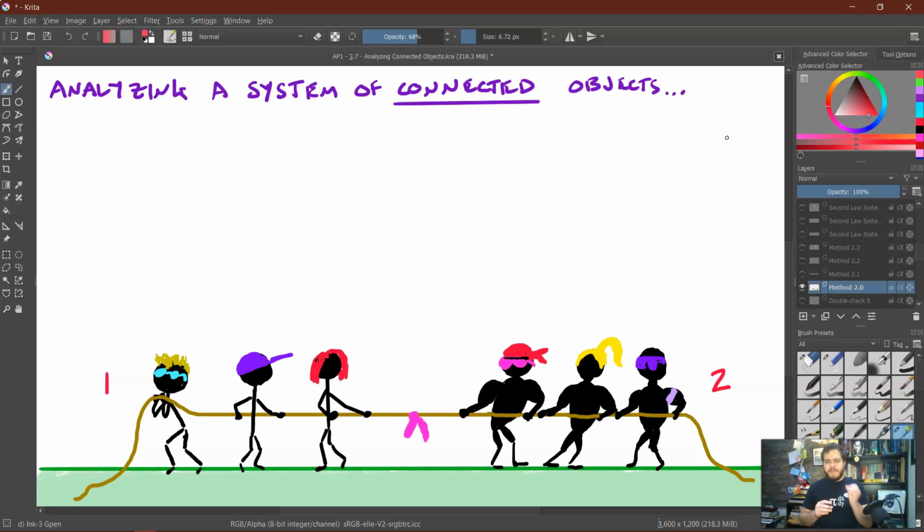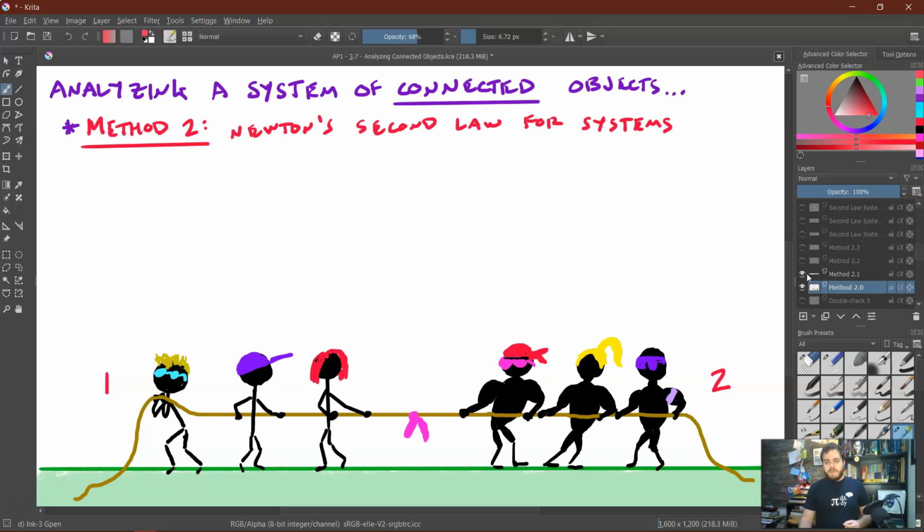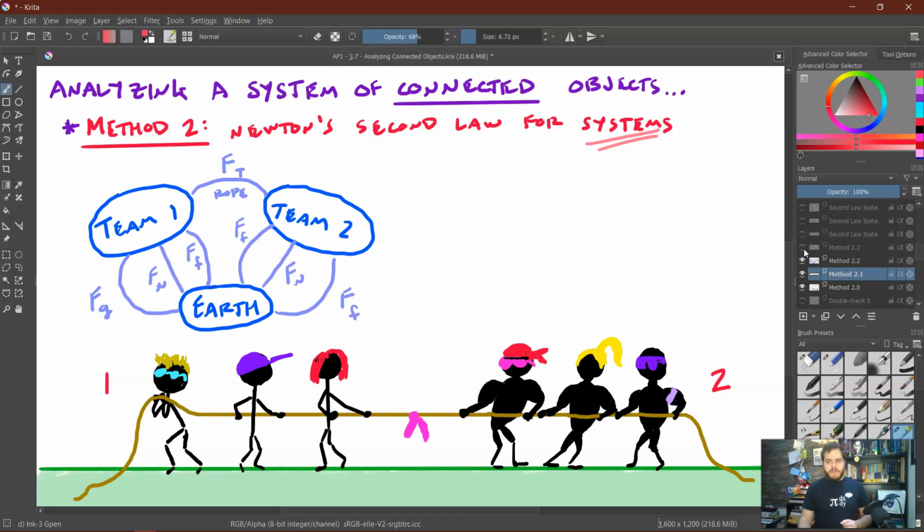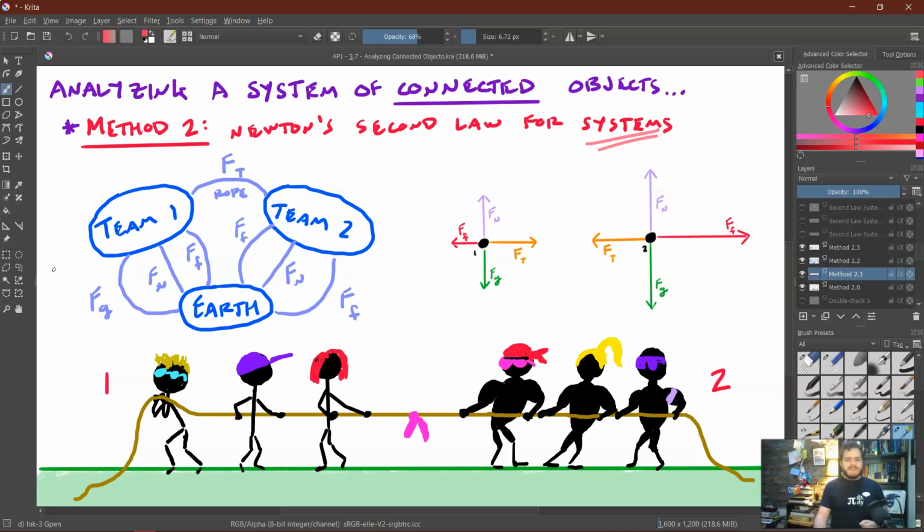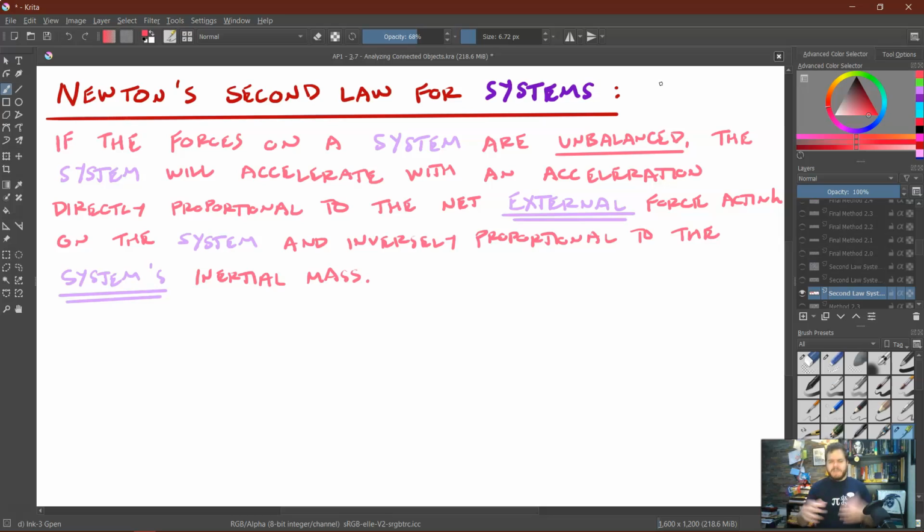But there is another method we can use, and many of you are probably going to prefer it. So let's go ahead and discuss that now, and that method is known as Newton's second law for systems. First thing I'm going to do is draw a system schema for the two teams and the Earth, and draw the FBDs. These FBDs are exactly like the ones we had earlier, and most of you can make a system schema pretty quickly anymore. But what is Newton's second law for systems?